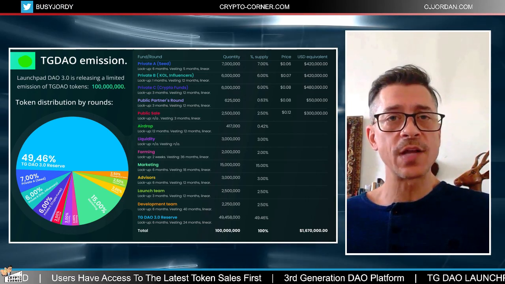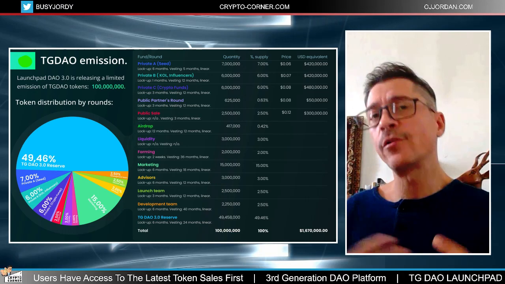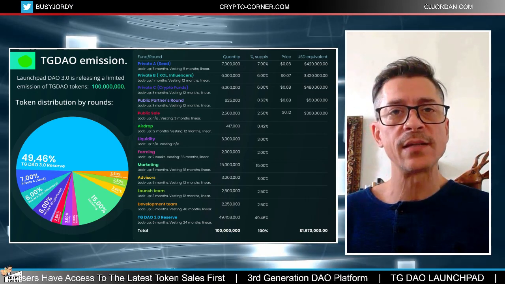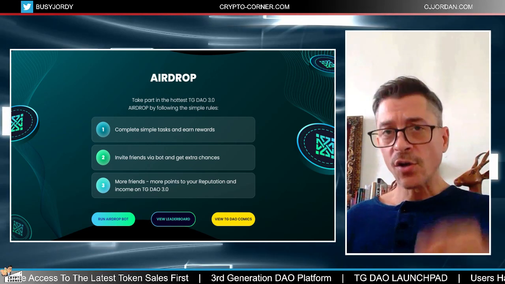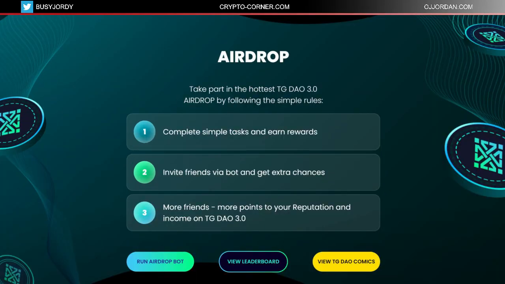100 million is the total cap. They're releasing the tokens in several stages, as we can see here on their website, and right now there is an airdrop offer, so this will be something to consider. Go to their homepage and scroll down to see this announcement.